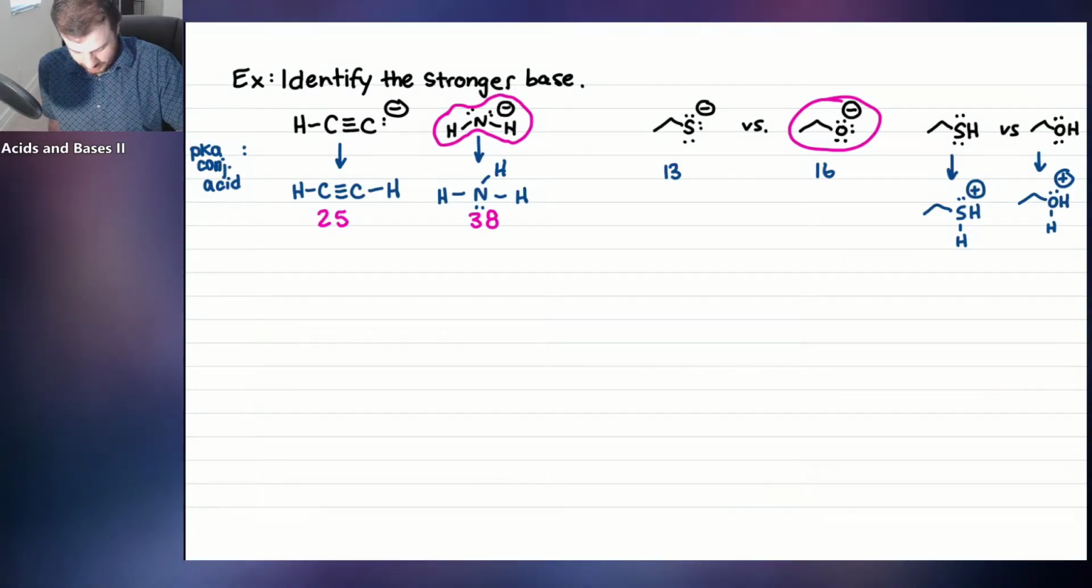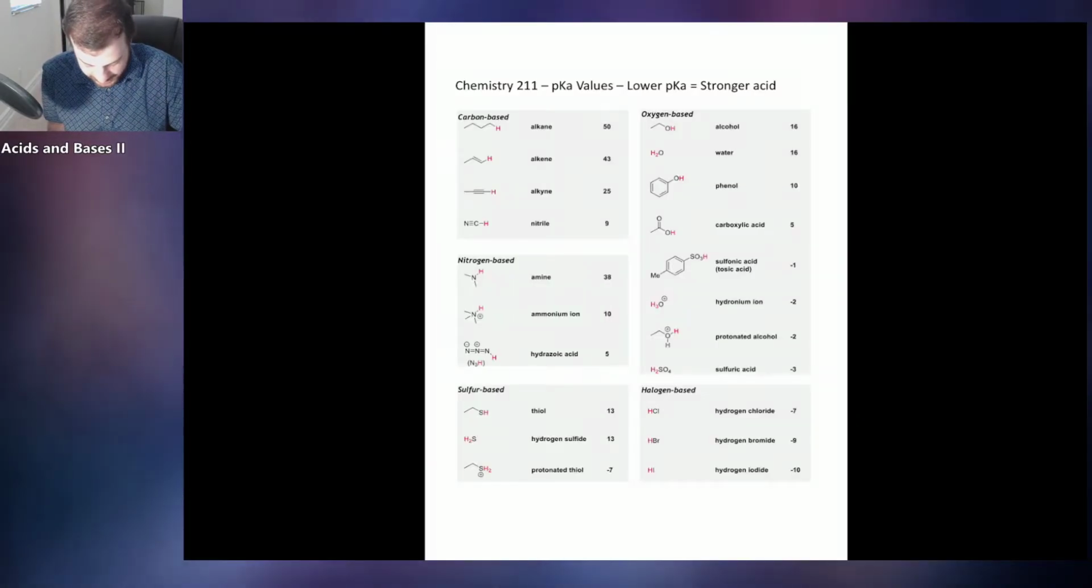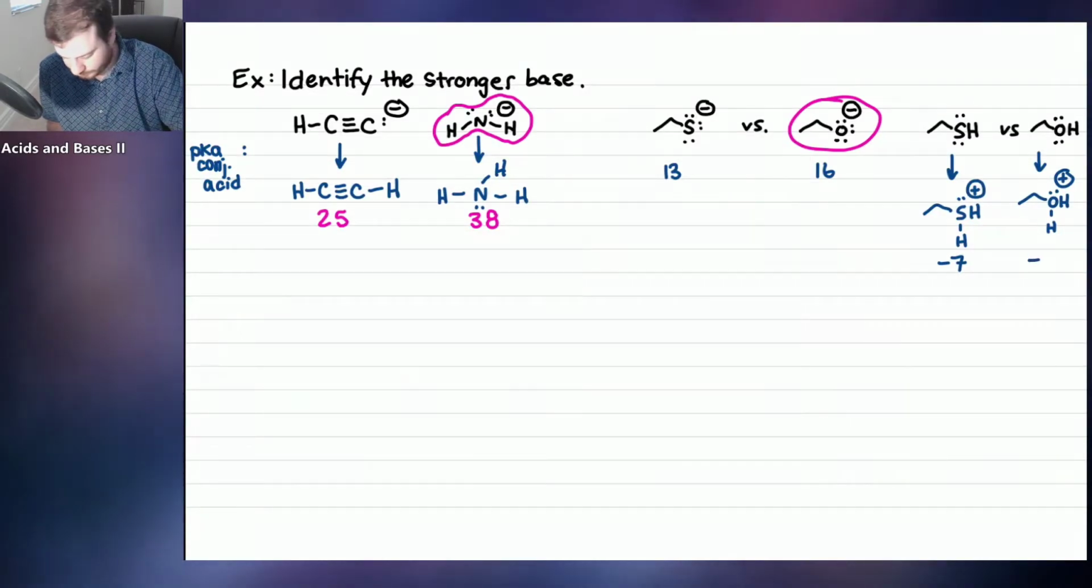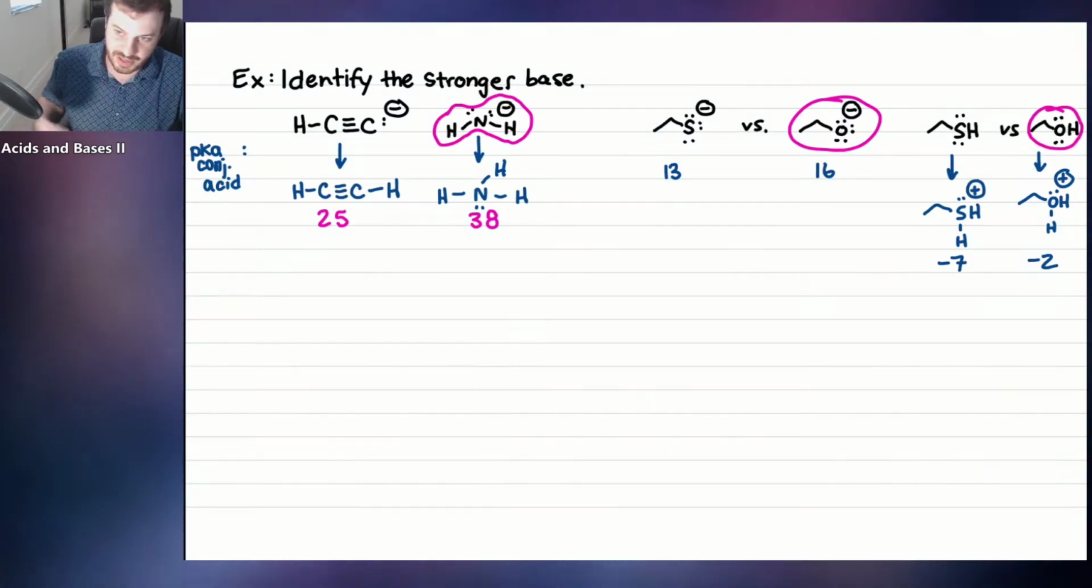Okay. So this will be -7. And then we look now for protonated alcohol. We see that its pKa is -2. Okay, so who's got the higher pKa of the conjugate acid? Well, -2 is a greater number than -7. So that means that our alcohol is more basic than our thiol. Okay, so that is how we identify the stronger base.